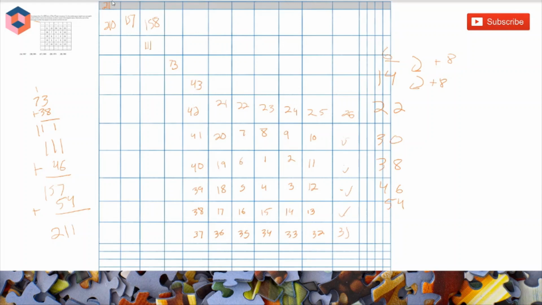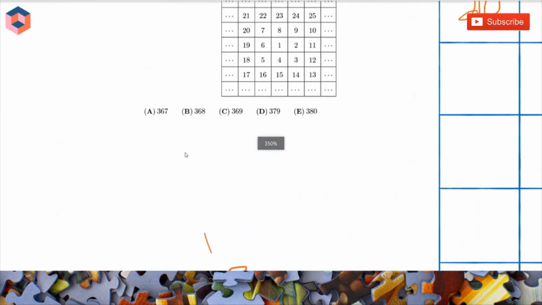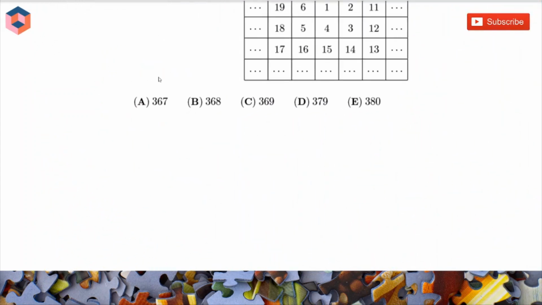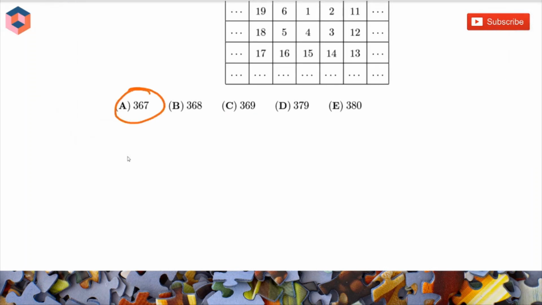210 plus 157 would give us, so let's add it up, 210 plus 157 would give us 3, 6, 7. Let's see if that's an answer choice. And luckily for us, it's the first answer choice. So our answer for this question is 367. That was a long one. Let's go to question number 9.